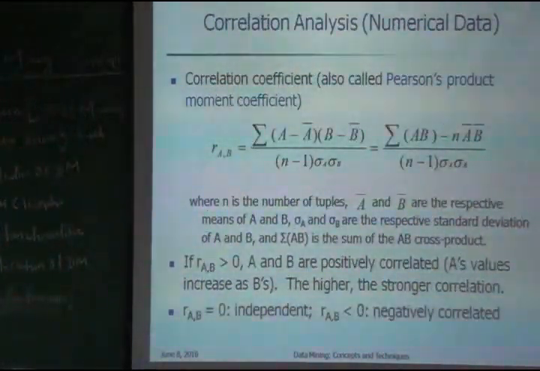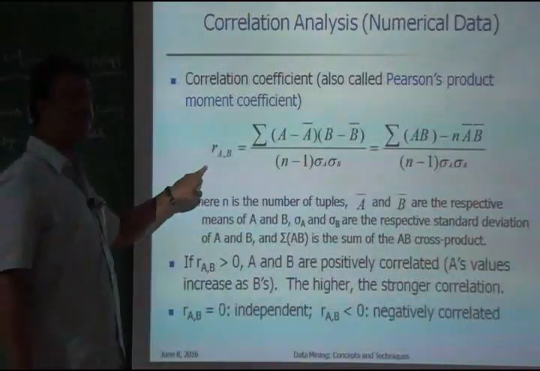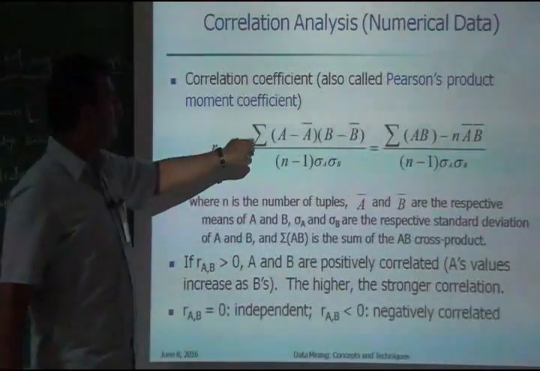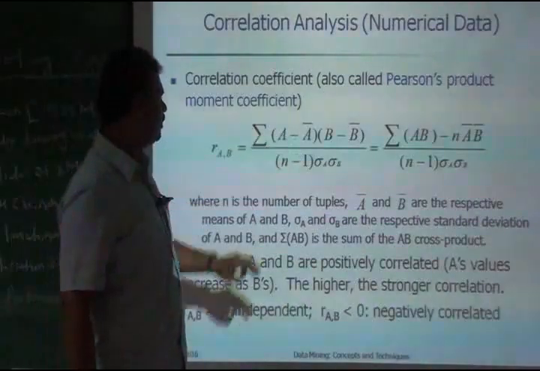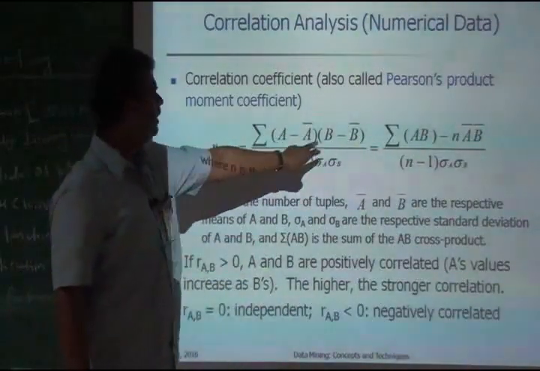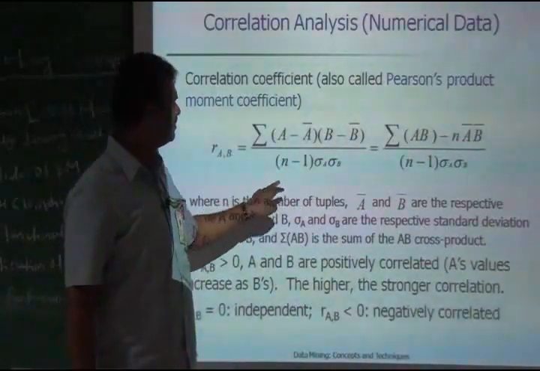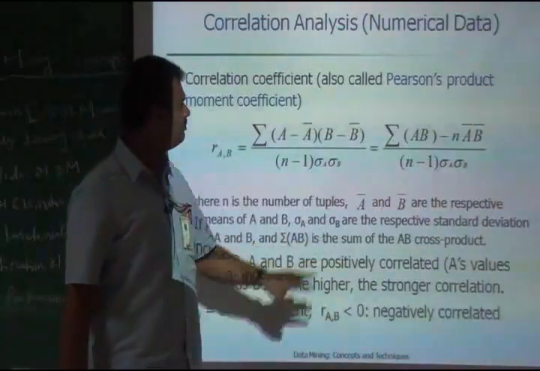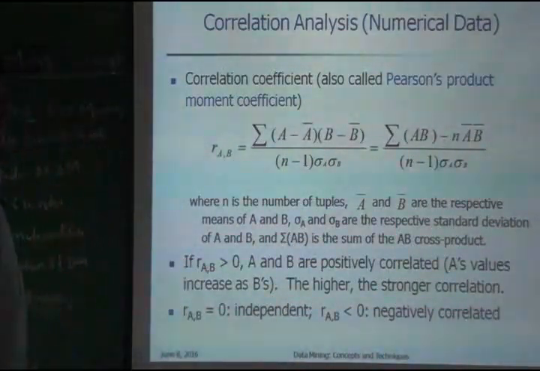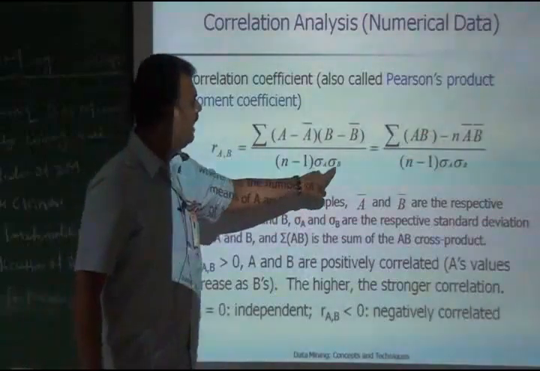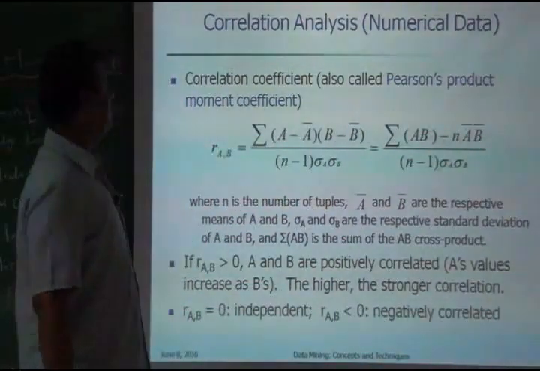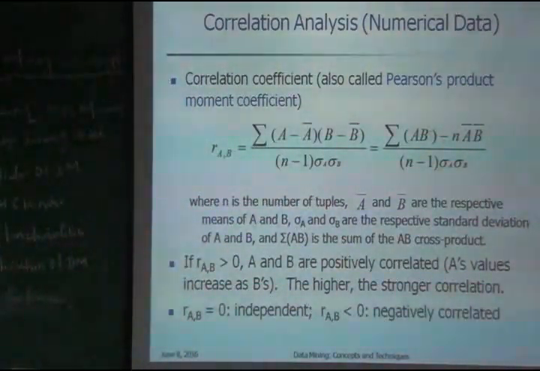What is the formula for the correlation coefficient? The correlation coefficient R A comma B is equal to sigma of A minus A bar, where A bar is the mean of A and B bar is the mean of B, then N is the number of tuples, then sigma A into sigma B, which is the standard deviation of A and the standard deviation of B. That is called the correlation coefficient.